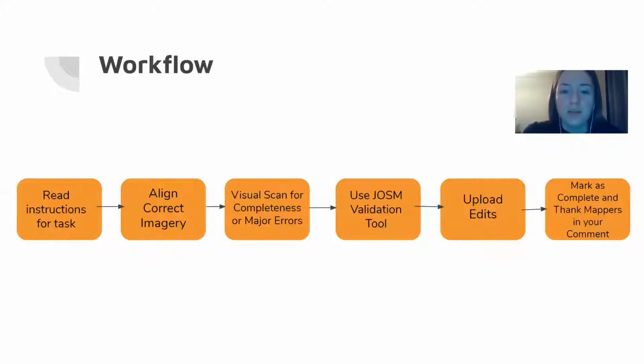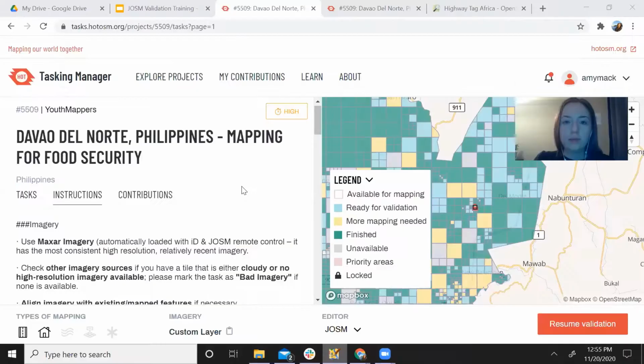So now I will share my screen and we can get into the actual process of opening the task in JOSM and go from there. Okay, so now we're on to the first step of the workflow, which is just going over the instructions for the task. So I just picked this random task on HOT to do an example for the training, but this is going to be applicable for pretty much any task that you pick, even if it's not on HOT.